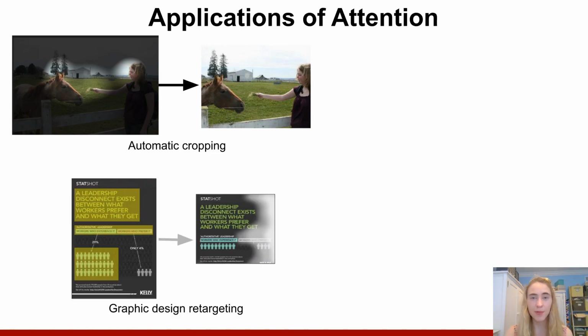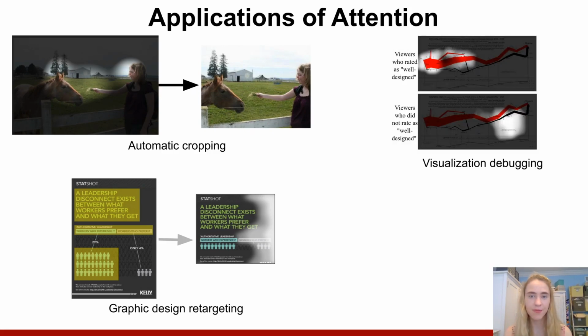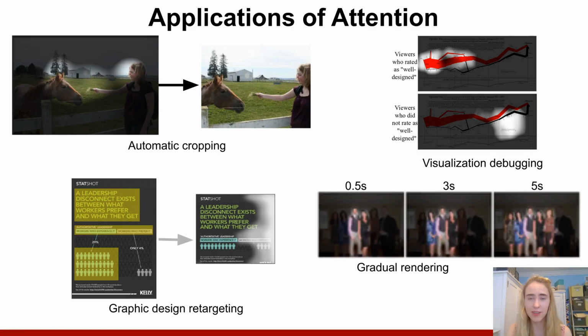If I knew what aspects of a graphic design were most important, I could do design retargeting. If I could measure attention at multiple scales, that could give me insight into how people explore complex images, like data visualizations. And if I knew where people tended to look at different viewing durations, that would help me prioritize content to display or render.